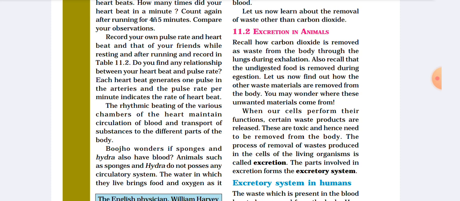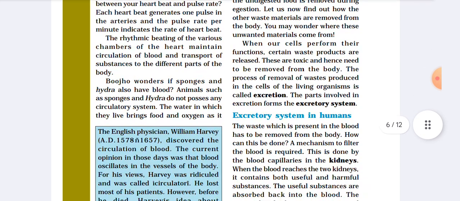Let us now find how the other waste materials are removed and also where these unwanted materials come from. As cells perform their functions, certain waste products are released. These are toxic and hence need to be removed from the body. The process of removal of waste produced in the cells of a living organism is called excretion. The parts involved in excretion form the excretory system.